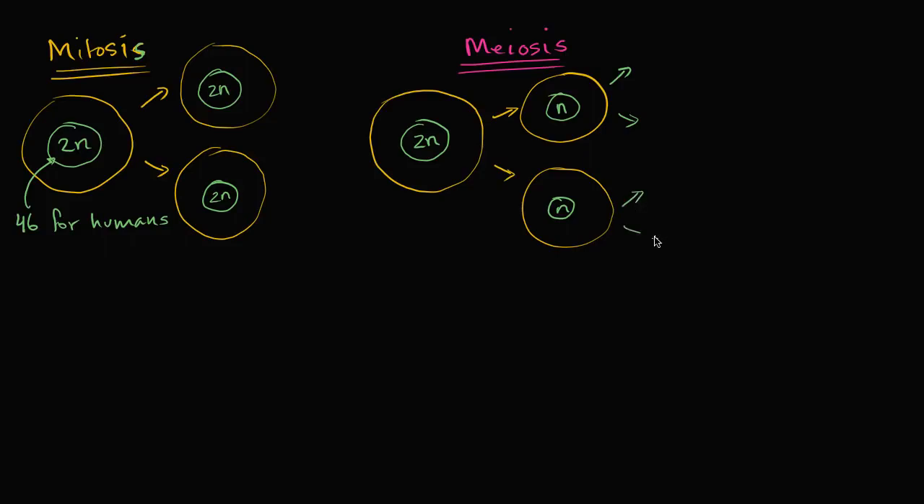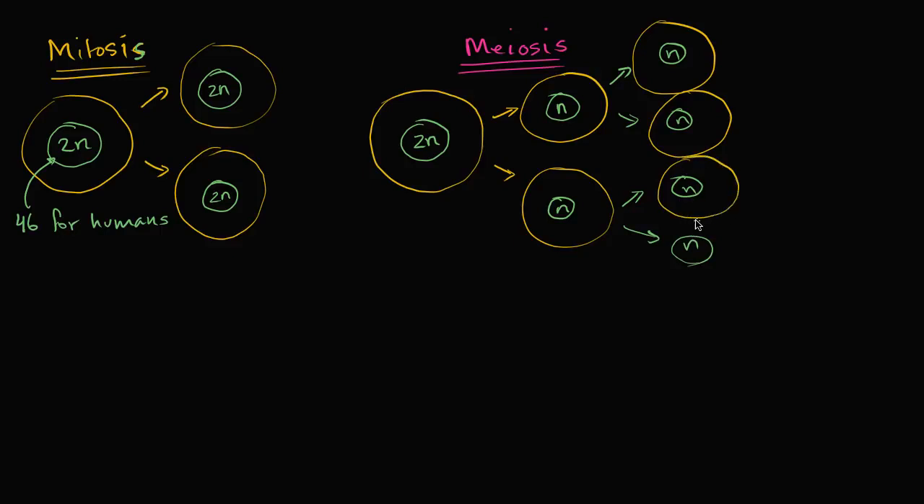So actually, let me do it like this. So now you're going to have four cells that each have the haploid number of chromosomes. And they don't necessarily all have the same genetic information anymore. Because as we go through this first phase of meiosis, where you go from diploid to haploid, right over here, this is called meiosis 1.